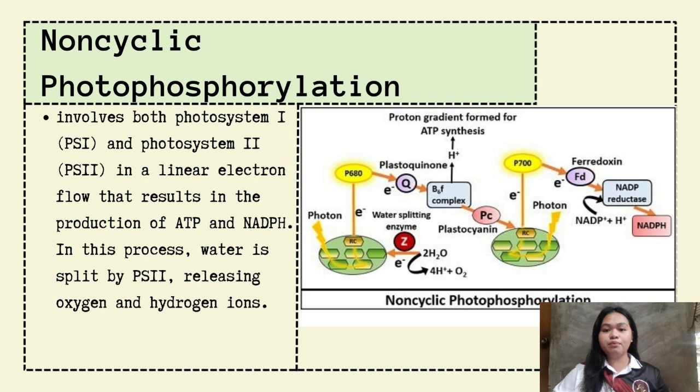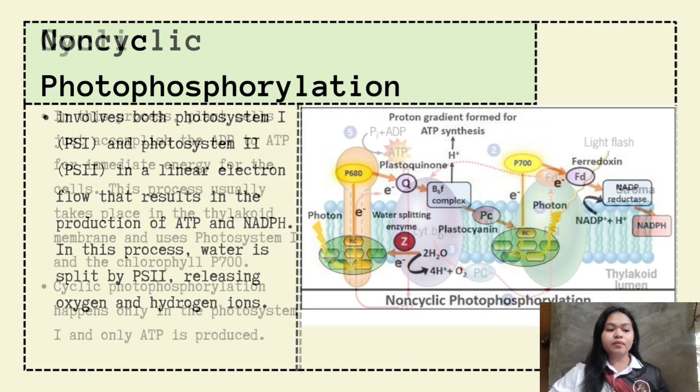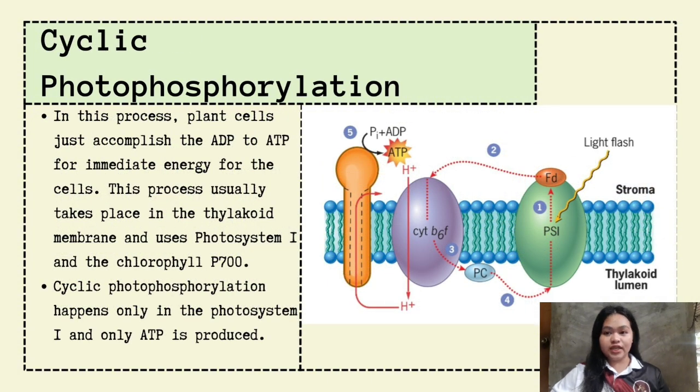The first one is the non-cyclic photophosphorylation. It involves both photosystem 1 and photosystem 2 in a linear electron flow that results in the production of ATP and NADPH. In this process, water is split by photosystem 2, releasing oxygen and hydrogen ions. So, sa non-cyclic photophosphorylation, yung electrons niya is nanggagaling sa photolysis or sa splitting of water molecules. Then, makakapag-produce din ng ATP using the hydrogen ions which eventually makakapag-form ng NADPH.